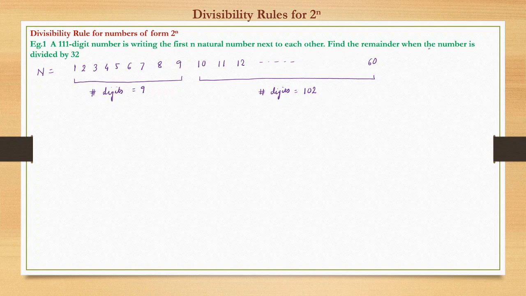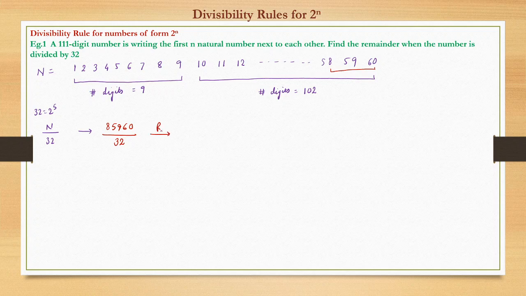Now find the remainder when the number is divided by 32. A few digits before 60 should be 58, 59. So this way we have formed the number. Now we have to find the remainder when n is divided by 32, and 32 we know is 2 raised to power 5. So as per the rule, we just check the last 5 digits. We will not check the whole number, we just concentrate on the last 5 digits. So that means 85960 upon 32. If this divides the number, then our purpose is solved.